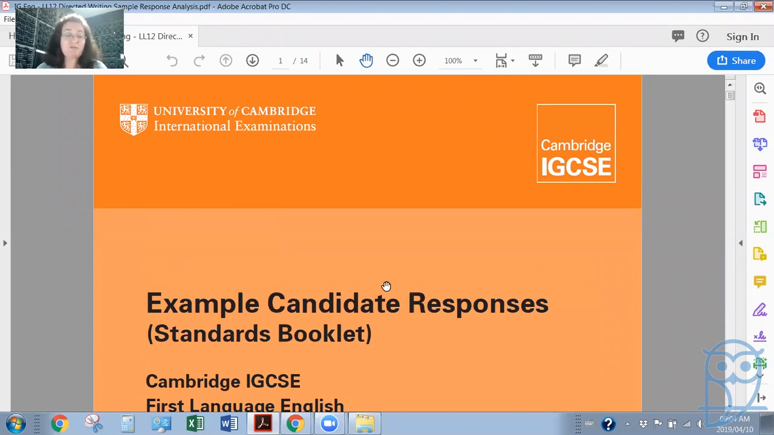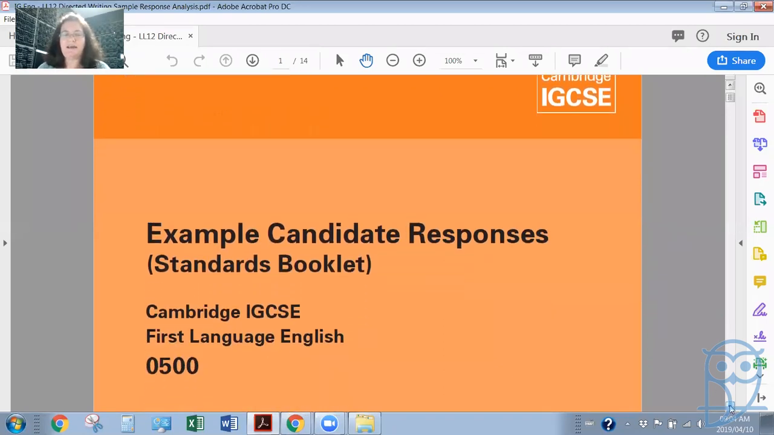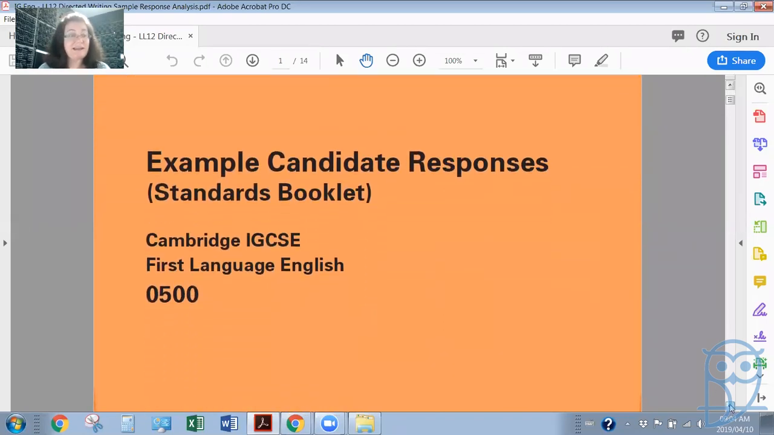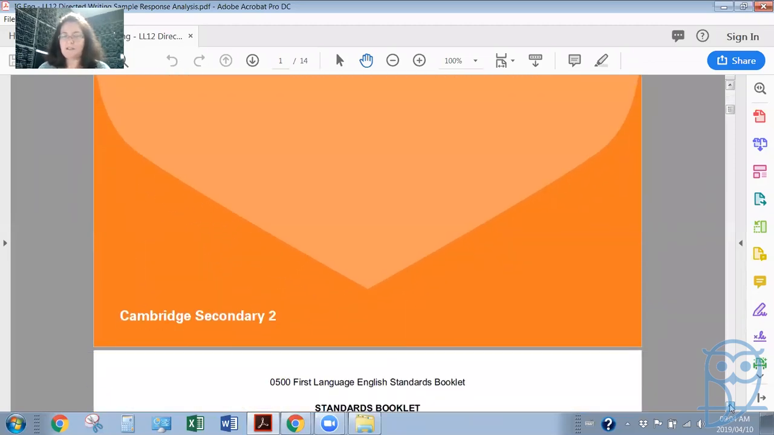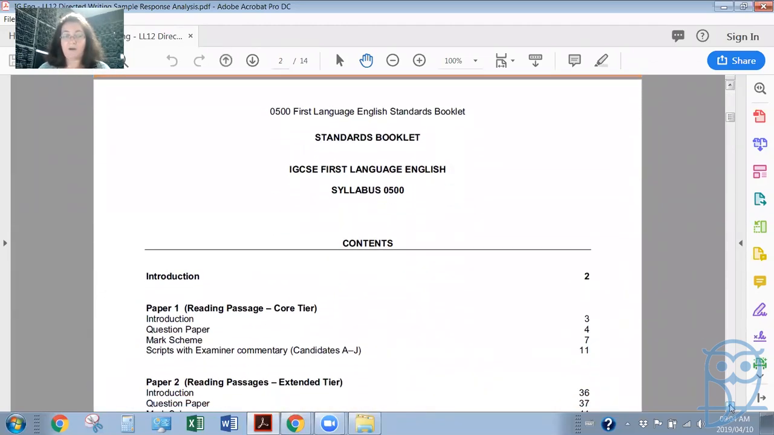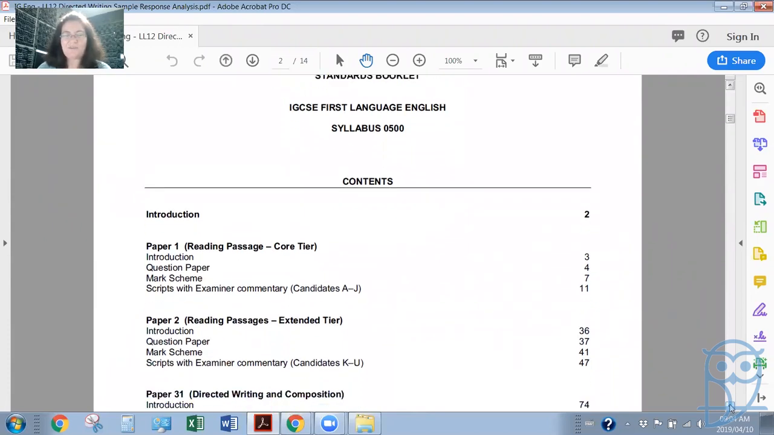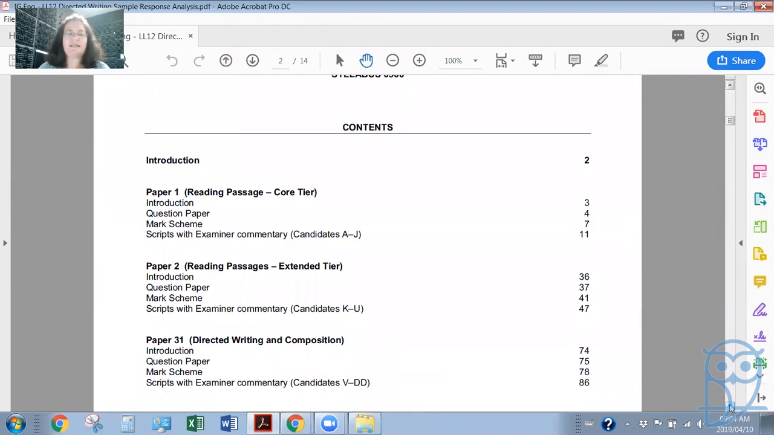So please, it's really worth your while to try and get hold of this IG booklet, Candidate Responses, IG English, okay? So do that in your Google search engines. It's a very, very interesting exercise to do so that you can have a look at what goes on in Cambridge. What they'll do is they'll give you a contents page.